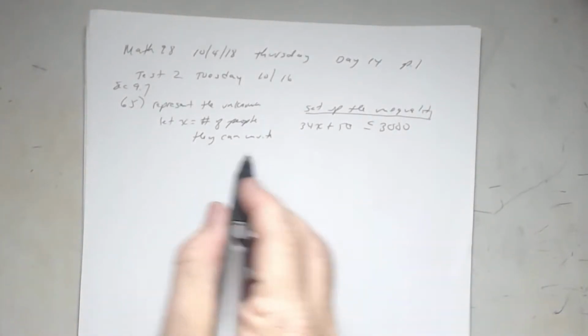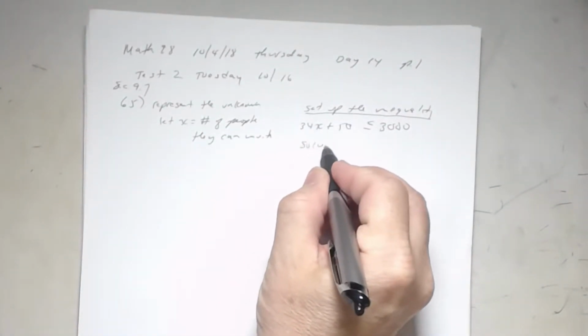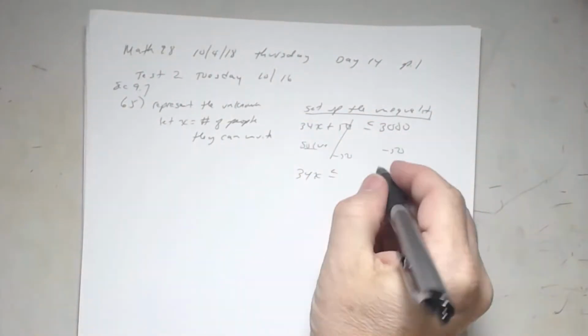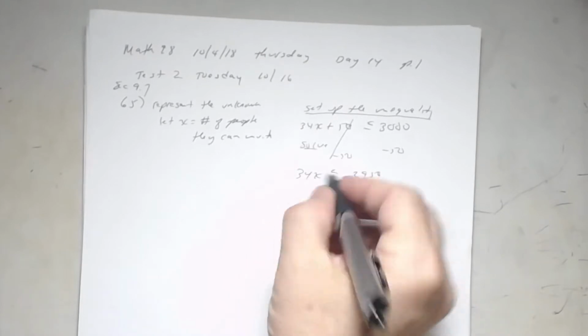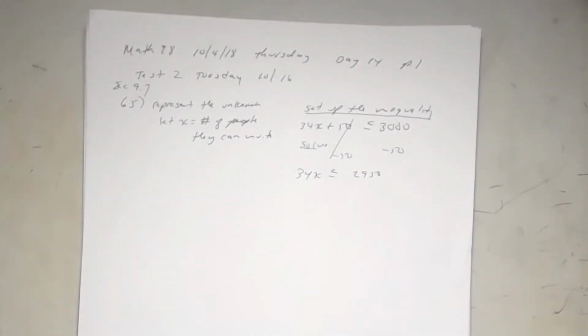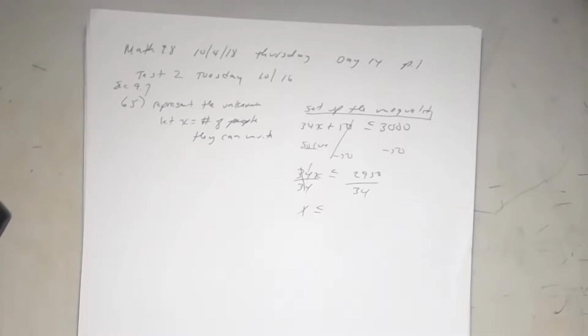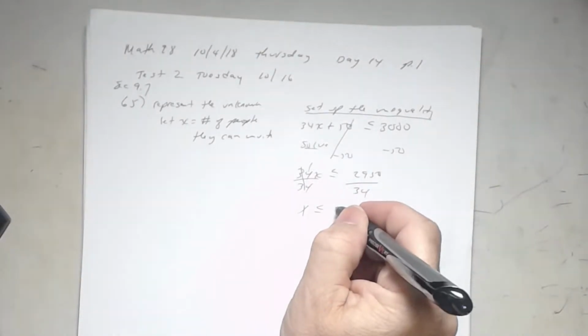All right, and then you're going to solve this inequality. So what's the next step? Subtract 50. And so you get 34x is less than or equal to 2,950. All right, so then you can divide both sides by 34. So when you divide by 34, you're going to get that x is less than or equal to 2,950 divided by 34.